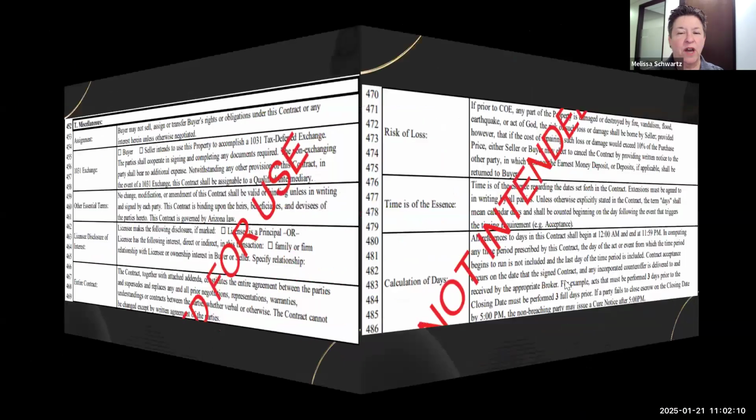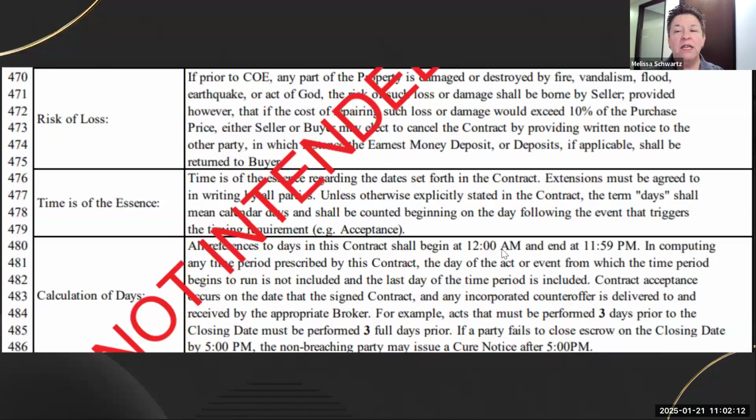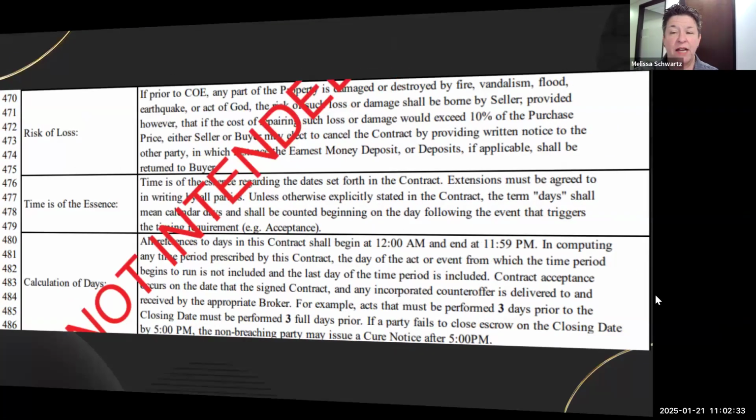All right, let's see what we got here. Risk of loss, similar, 10% if something were to happen to the property. Time is of the essence, calculation of days. So here, let's see what this says. Begins at 12 o'clock and ends at 11:59. So that's the same. Performed within 3 days, 3 full days. So they're counting that the same. They've not changed any of that.